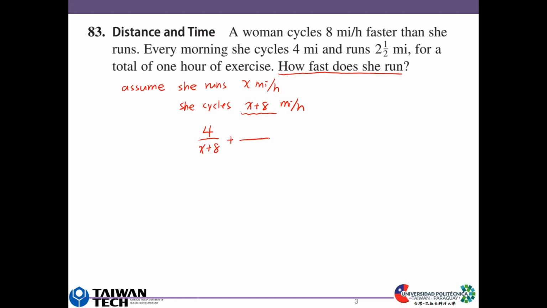And she also runs 2.5 miles, so that is divided by the speed of running. The total time will be an hour, so it should be 1. Then we solve this equation and find x. How can we solve it? We multiply both sides of the equation by the common denominator, which is x times x plus 8. Multiplying, we have 4x plus 2.5 times x plus 8, and this equals x times x plus 8.